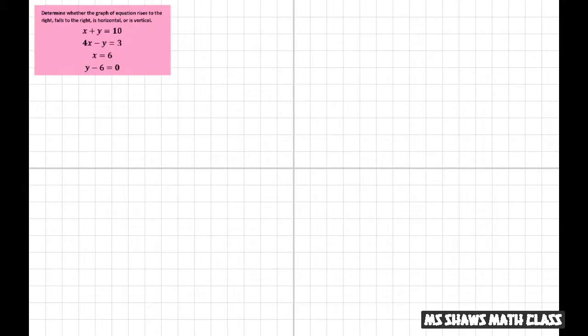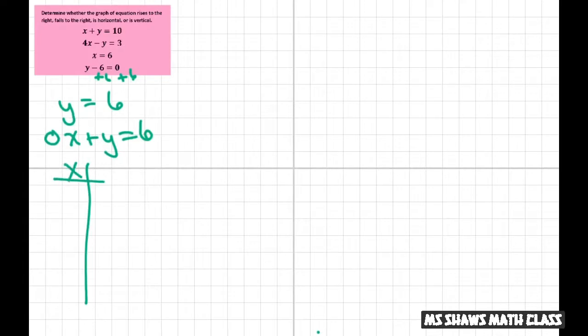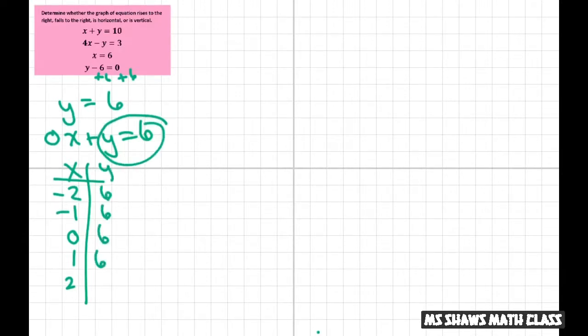And then the last one, I'm going to add 6 to both sides. So you get y equals 6. And the same thing happens. So basically this is like saying 0x plus y equals 6. So no matter what I put in for my x, my y is always going to be 6. So I go up to here for y, 1, 2, 3, 4, 5, 6. That's a horizontal line.